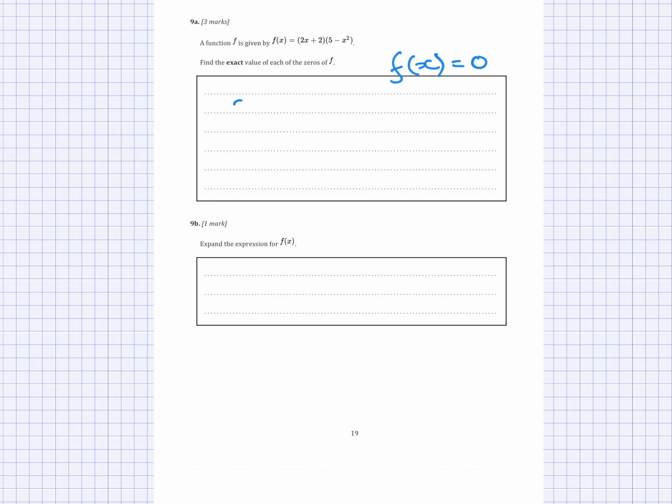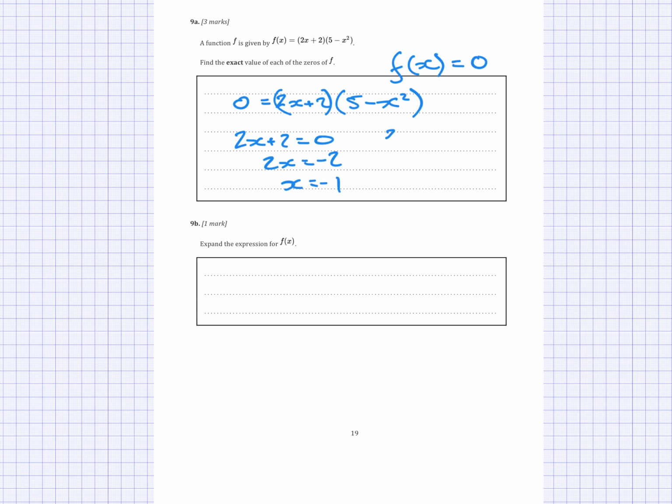So let's set our equation: 0 is our function of x, 2x plus 2, 5 minus x squared. And we know when something's in its factorised form, which it is here, we can just set each of those brackets equal to 0 and solve. So the first one we get 2x plus 2 is equal to 0, and x equals minus 1.